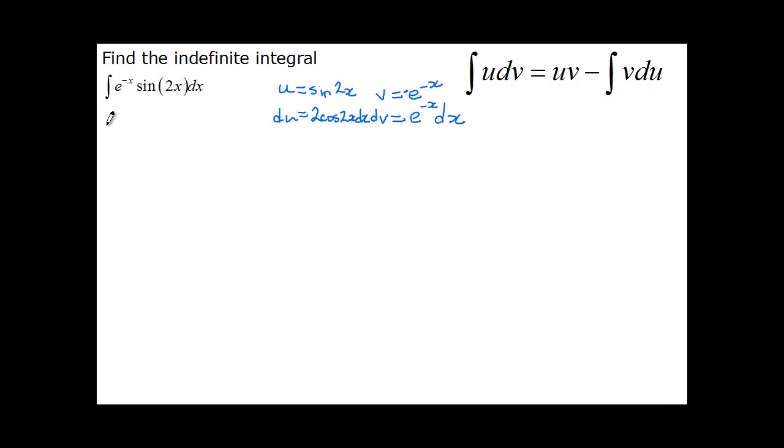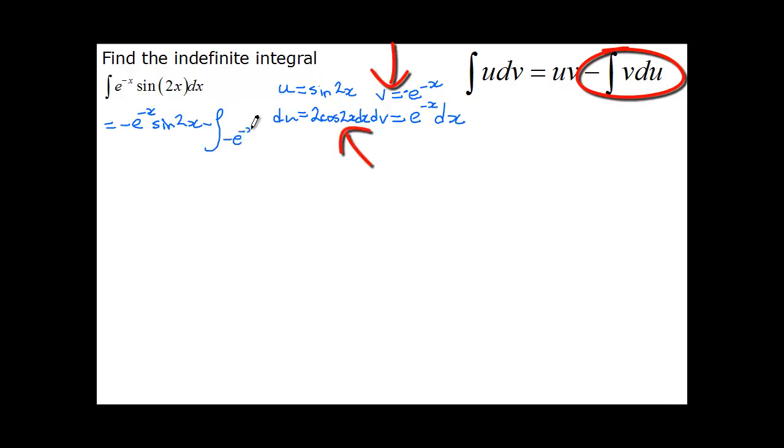Using the formula then, we'll put in the pieces, so we get u times v, so minus e to the minus x times the sine of 2x, that's u times v, minus the integral of v du. So v is minus e to the minus x, and du is 2 cosine of 2x dx. So we've plugged in the formula, and that's what we get.